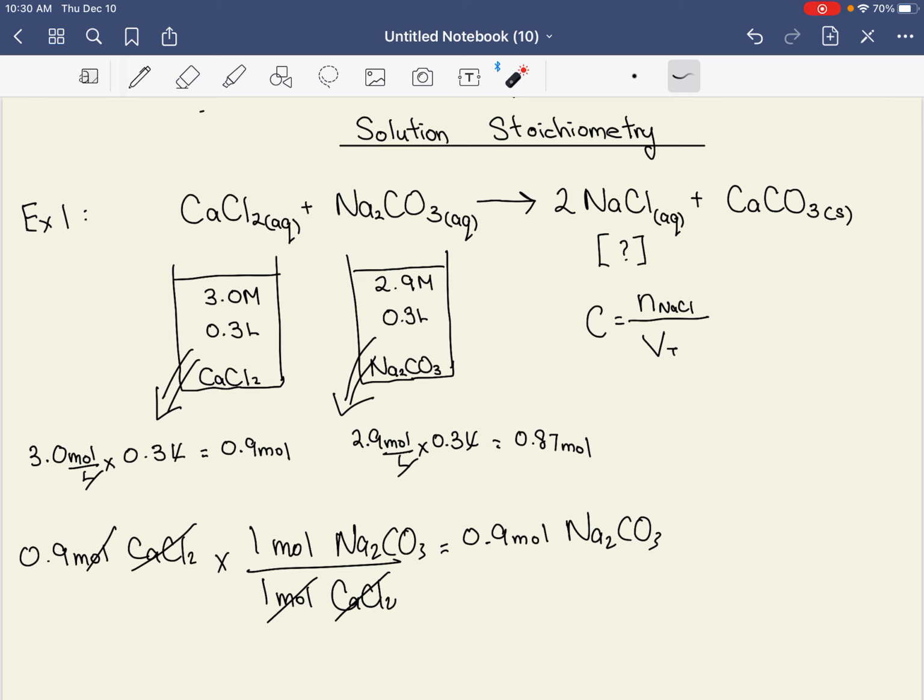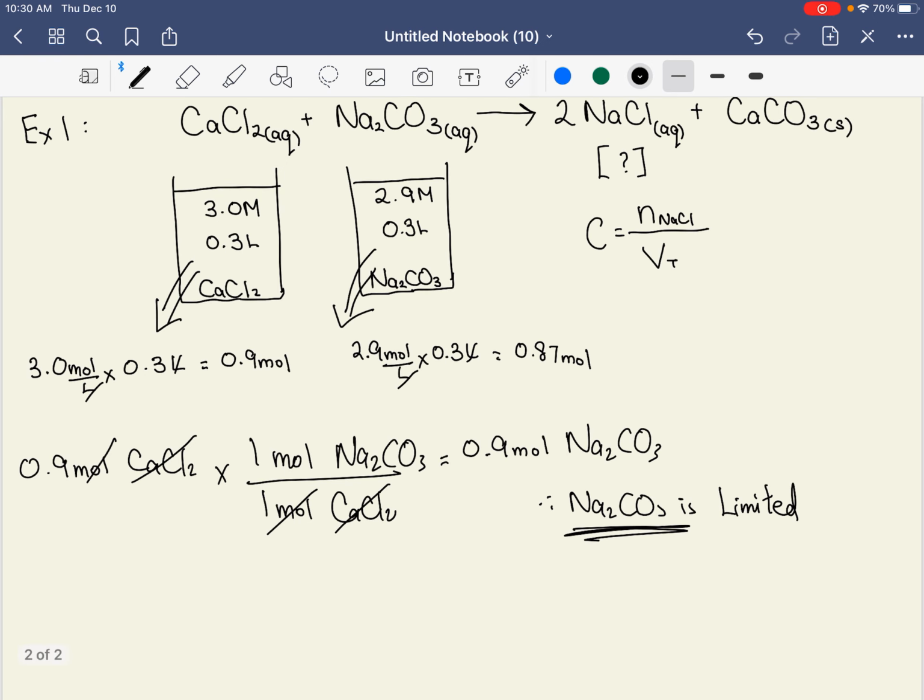Okay? So because there's less than 0.9 mole here, Na2CO3 is limiting. And you always use the limiting reagent to find products. That's something you already know. So let's do that. Okay, let's answer this question.